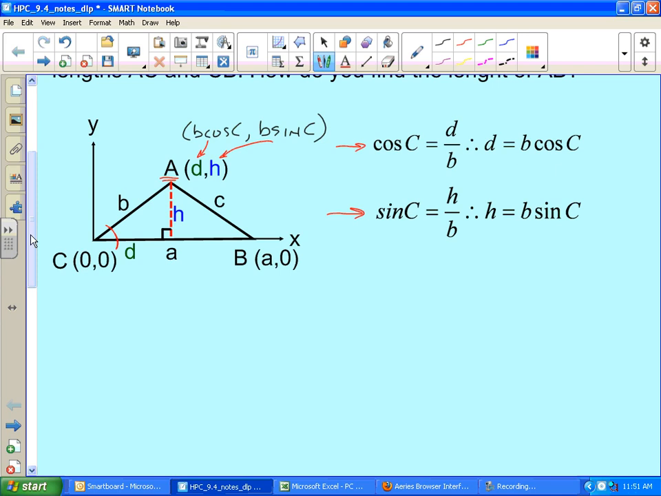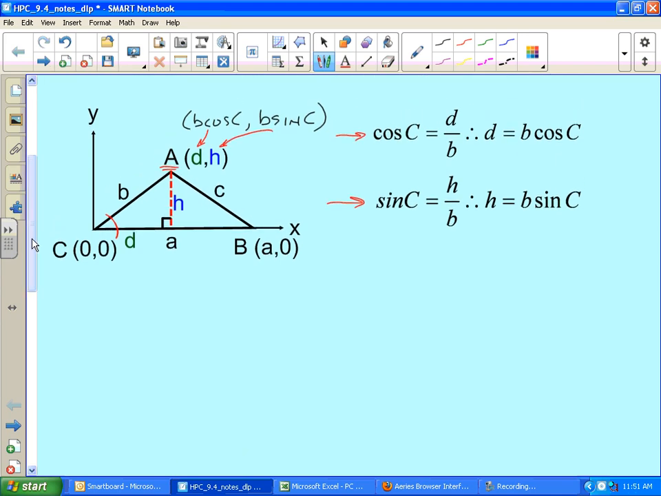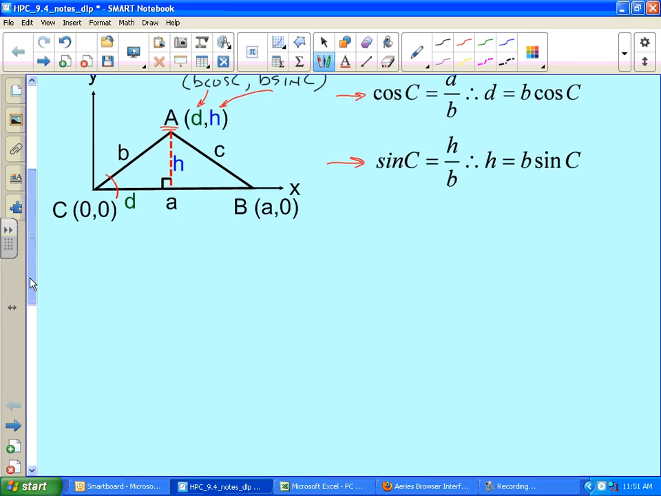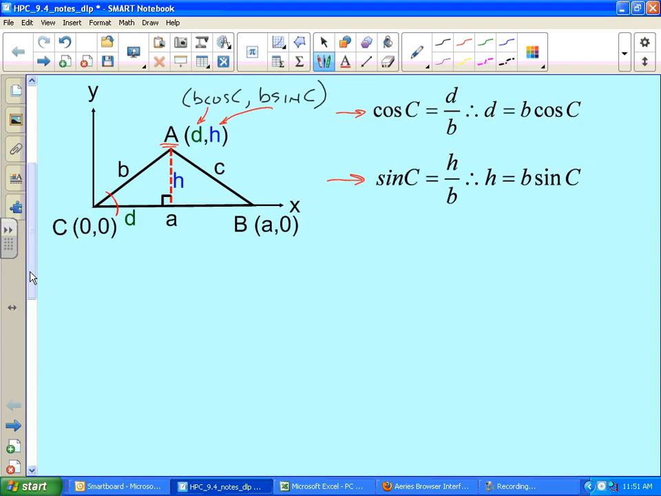Then what we're going to do is find this distance here from A to C, or maybe we can go this way: the distance from A to B, for example. Line segment AB is equal to this c value, and we can use the distance formula. The distance formula says take your difference in x's and square it, plus your difference in y's squared.